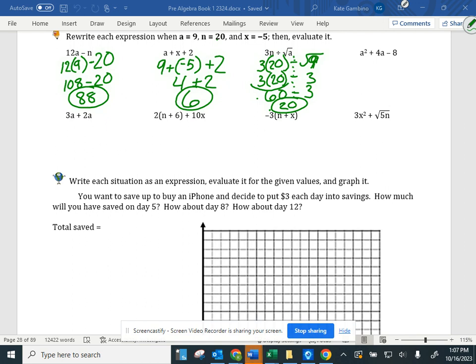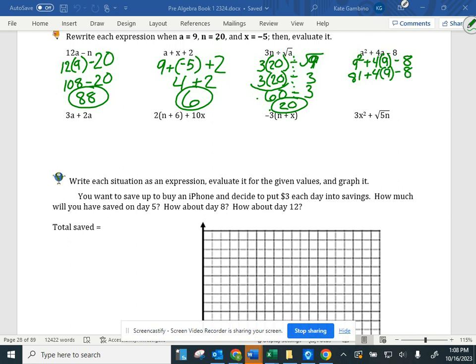Next, we have a squared plus 4a minus 8. So a is 9, so 9 squared plus 4 times 9 minus 8. What is the first thing I'm going to do? Jude? You're going to do the 9 squared. 9 squared is 81, and I'm going to bring down the rest of my expression.